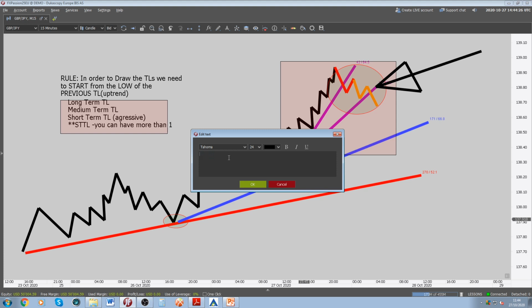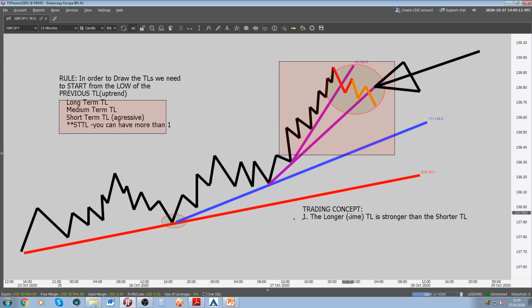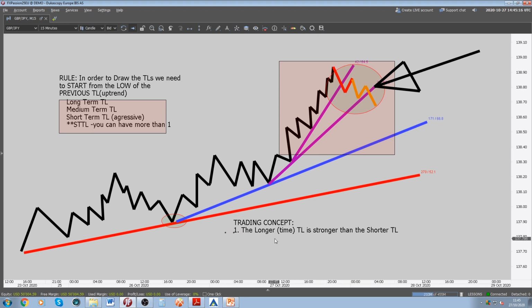Those are the concepts. Trading concept number 1, the longer TL, TL stands for trend line. The longer trend line is stronger than the shorter trend line. How can we say in English, talking about time, long term? The longer trend line, well, it's okay, it's longer, right? Talking about time, the longer trend line is stronger than the shorter trend line. And we are talking about time. It's a trading concept. The longer time frame, the longer trend line is stronger than the shorter trend line.